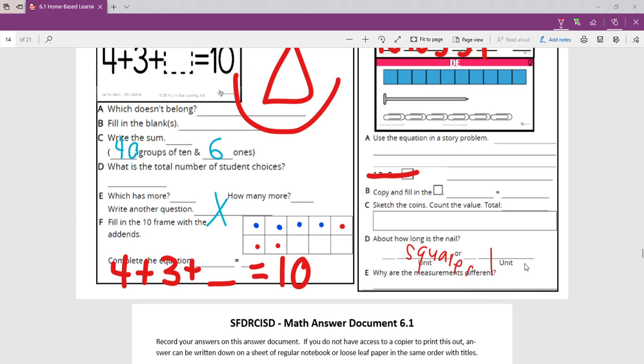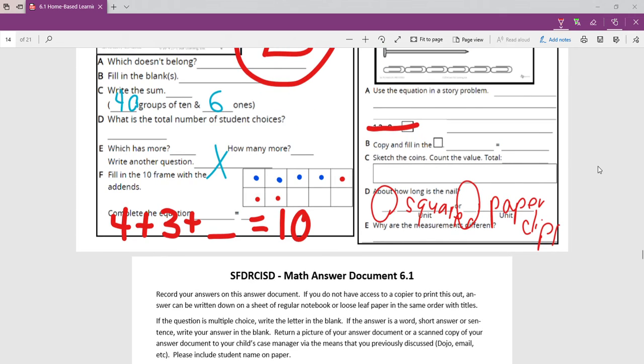And how many paper clips long is the nail? And you're going to write that number right here. So how many squares? How many paper clips? And then why are they different? Why aren't they the same number of squares and the same number of paper clips? We've already done one like this.